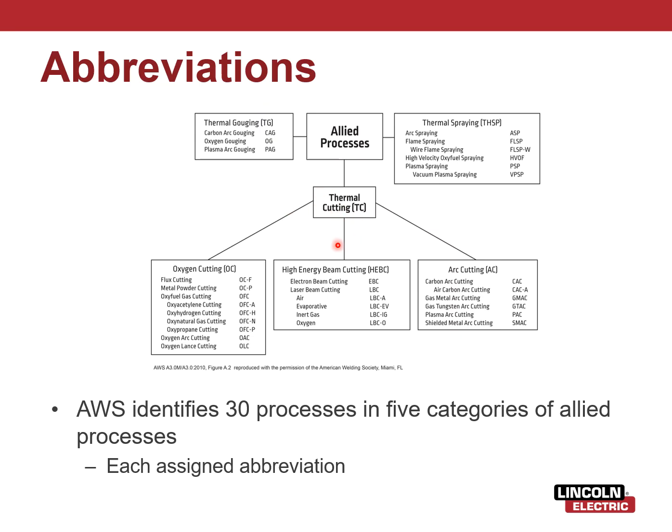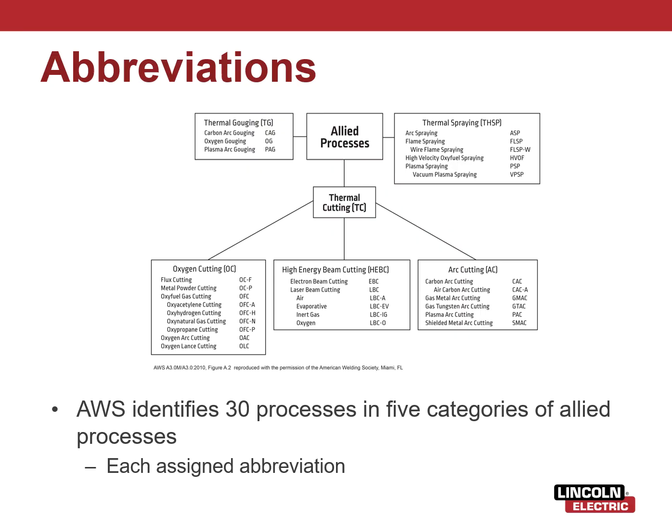And then thermal cutting, lots of cutting processes. So over here at the oxygen cutting, you've got flux cutting, oxy-fuel gas cutting, your OFC, what we've all been doing, oxyacetylene cutting, oxyhydrogen, oxynatural, the different fuel sources. And then you have your high energy beam cutting. So this is laser cutting, electron beam cutting and laser beam cutting. And then you have your arc cutting, which is where you would have your air carbon arc cutting and your plasma arc cutting. So these are all different thermal processes for cutting, gouging, and spraying.